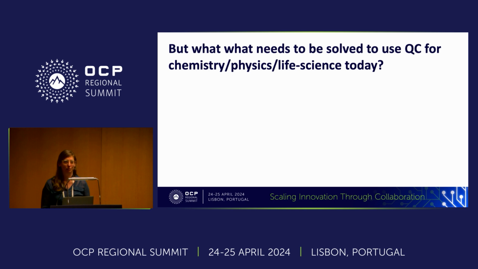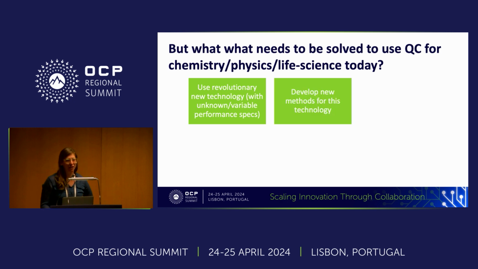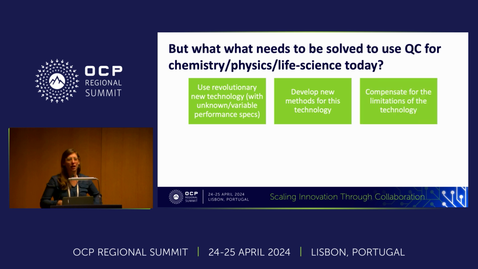So what do you have to do if you want to solve a problem in physics, chemistry, or life science on a quantum computer today? You have to use technology where, at the point that you start the project, you often don't know what the performance specs of the machine are going to be. Some of these machines, the performance specs are going to vary from day to day as well, just to keep things interesting. You have to develop new methods, potentially new algorithms, that go along with that. And as part of that, you have to compensate for the limitations of the technology.